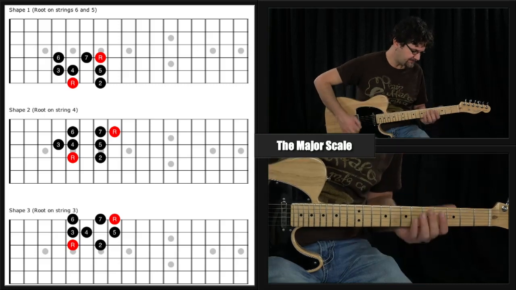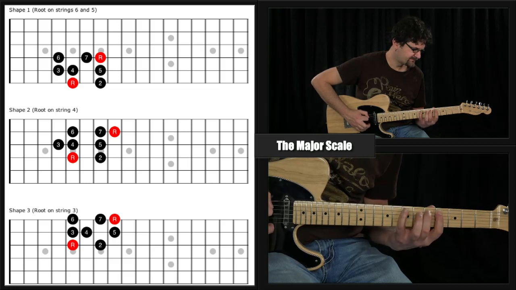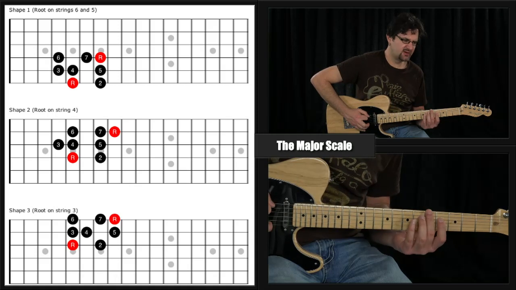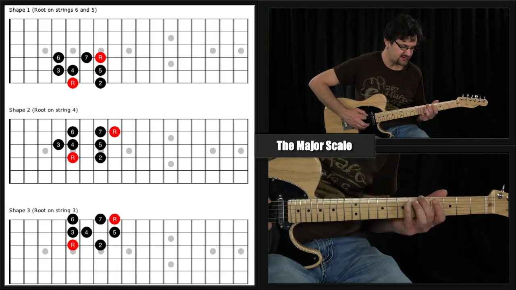If I play that shape from the low E string, 5th fret, we've got a series of 7 intervals. From the root, the distance between this first note and the second is a major second.